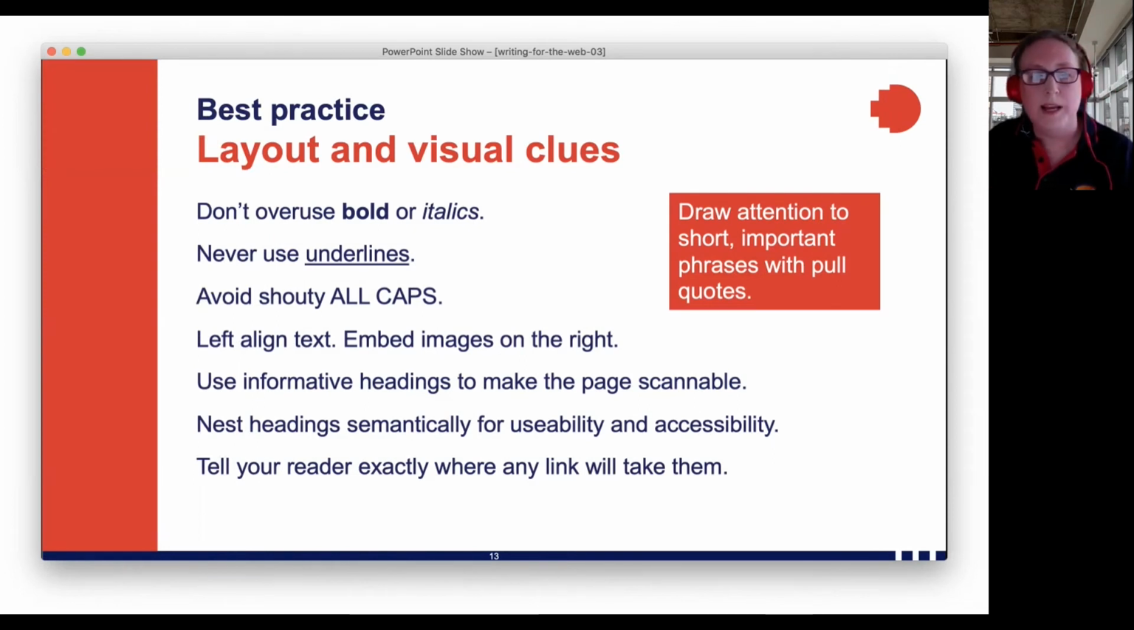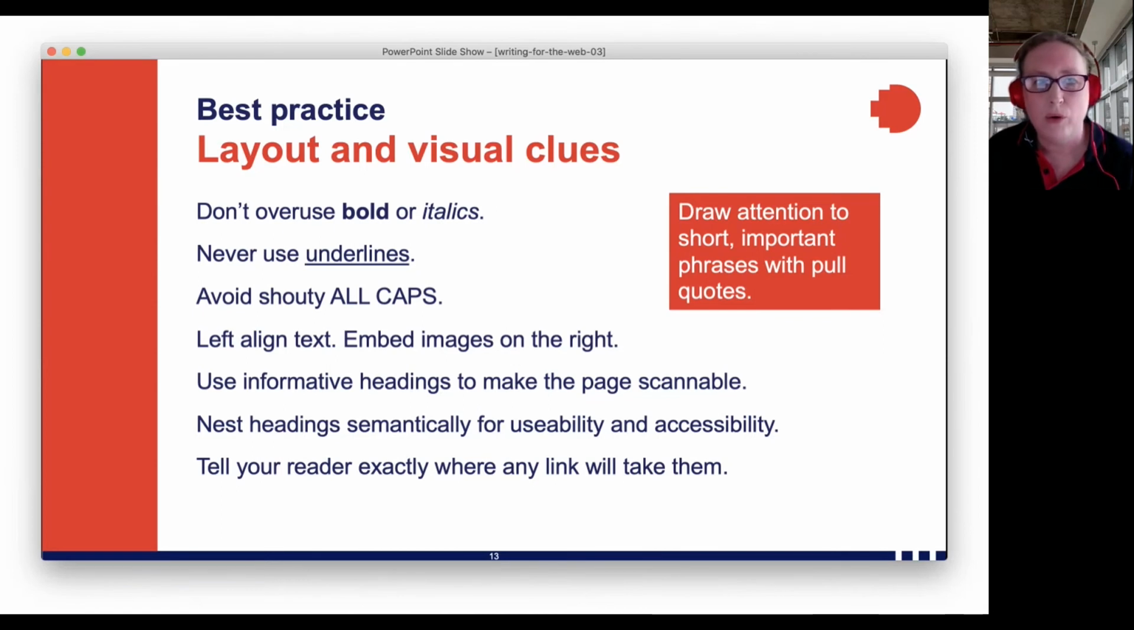Tied in with the space is using layout and visual clues. Again, what are we doing? We're trying to help people find the answer to their question. We're trying to help them scan. So there are things to do and things to avoid. Draw attention to the things that you want people to find with pull quotes, like the little red one on here. Headings, of course, will draw people's eyes and make the content more findable.